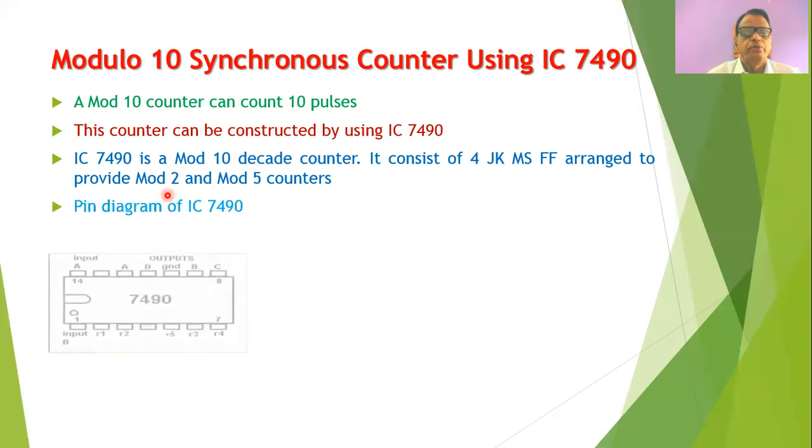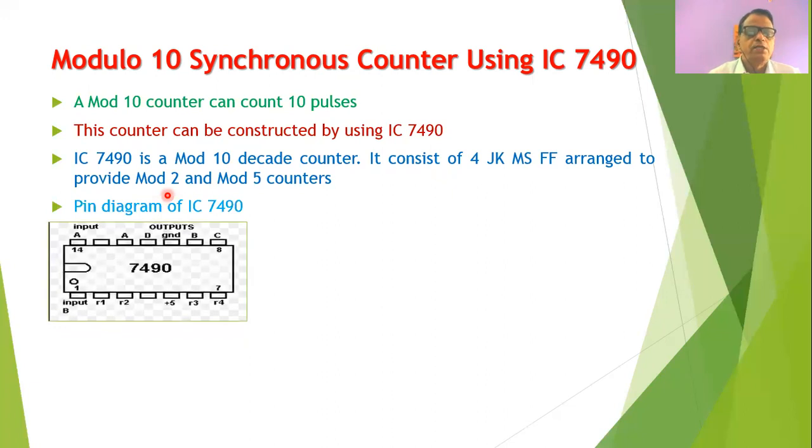So this is a pin diagram for IC 7490, where the pin number 1 is the input B, then there are R1, R2 connections, then there is a positive power supply connection, then there is R3 and R4 connection, and then there are outputs A, B, C and D, then there is a ground pin and there is an input pin as shown in the diagram.